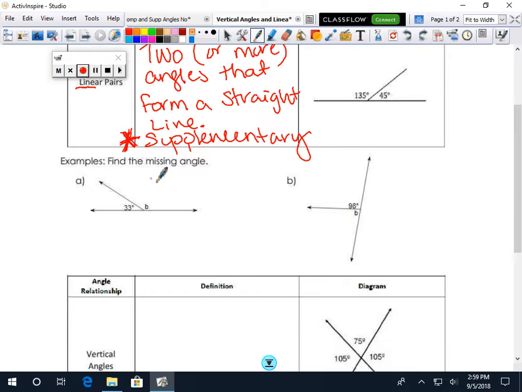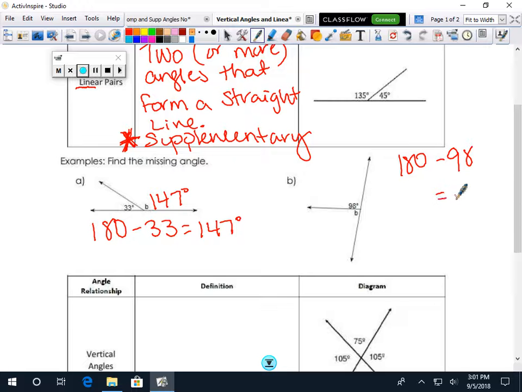Okay, so to find the missing angles on example A here, I would do 180 minus 33. If I subtract these two, that's going to give me 147 degrees. So the missing angle here is 147. All right, looking at example B here, again, it's a linear pair. They form a straight line. So I would do 180 minus 98, and that would give me 82 for the missing angle here. Okay, so those are linear pairs.